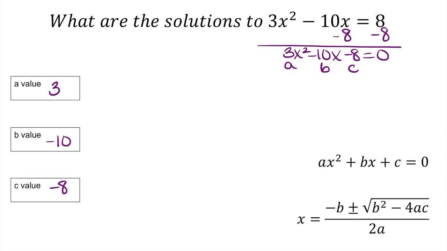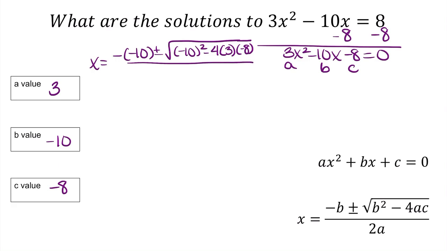So the quadratic formula is down here in this bottom corner, so I'm just going to plug my values in directly to the formula. So I have x equals negative b, so I have negative 10 plus or minus the square root of negative 10 squared minus 4 times a, which is 3, times c, which is negative 8, and that's all being divided by 2 times a, which is 3.